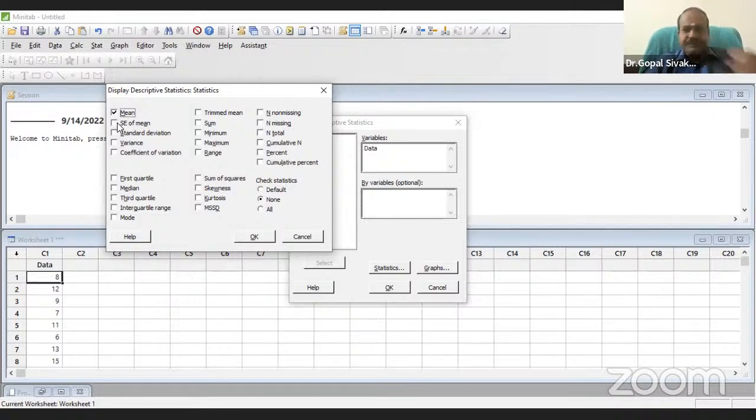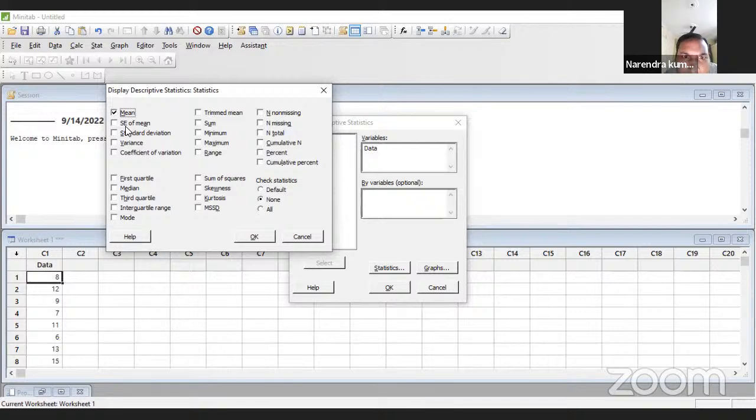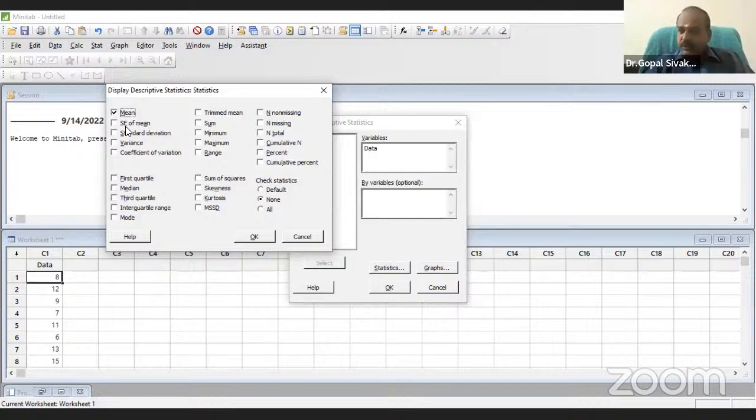And then, what is next? SE of mean. SE means standard error of mean. So you need to understand what is standard error of mean, then only you can tick this and use this. Since we don't know about standard error of mean, I'm not going to tick it. But standard error of mean helps us to locate the confidence limits. Anyway, I'm going to leave it.